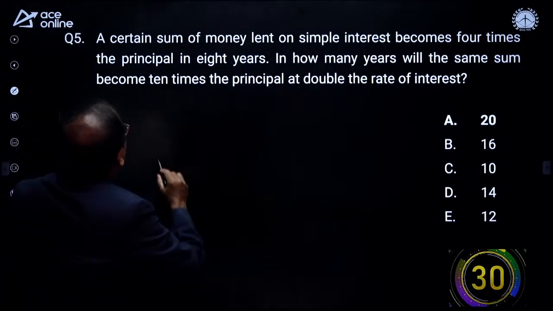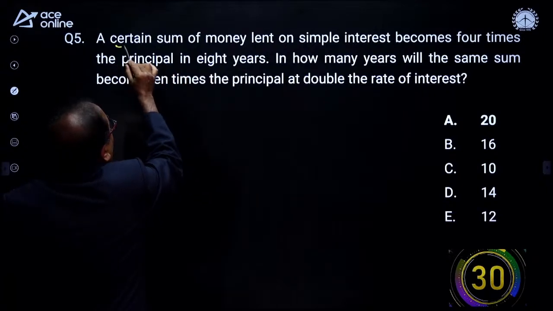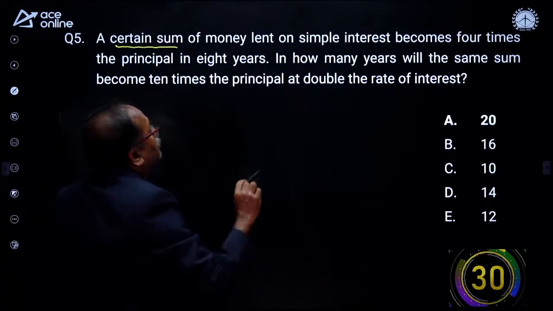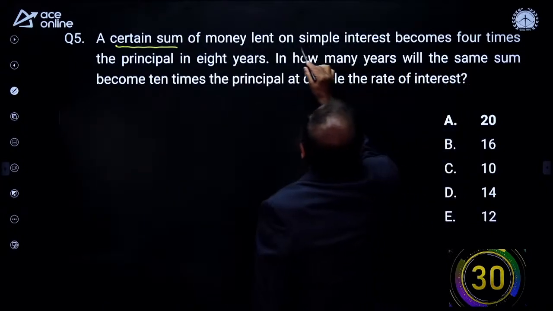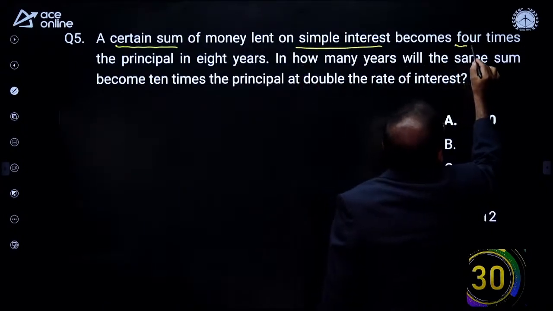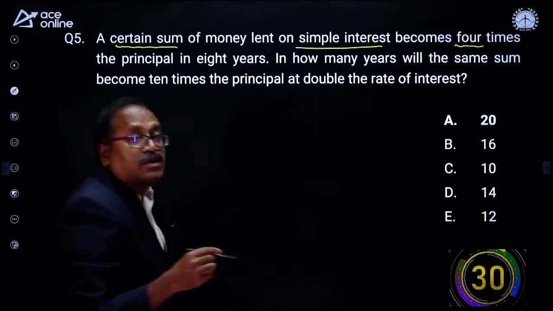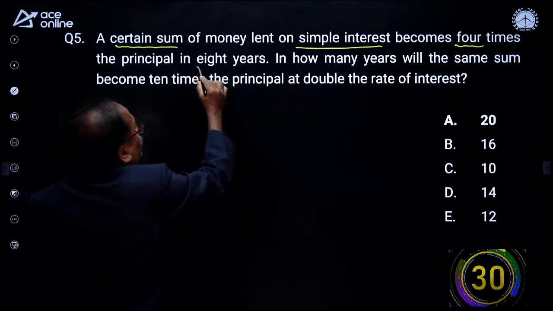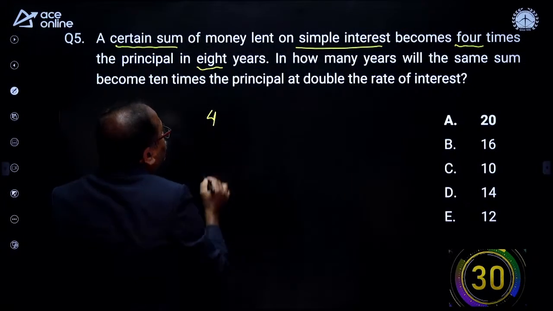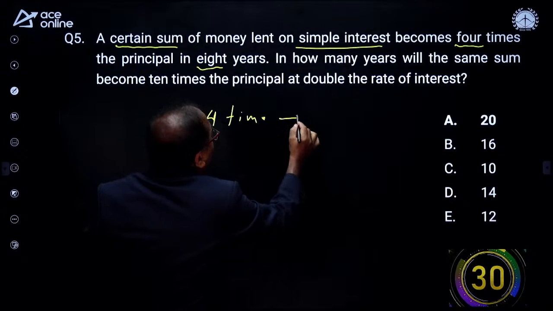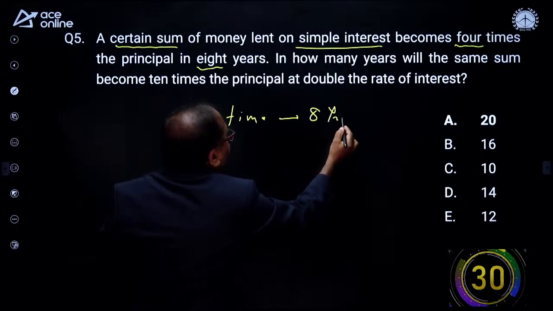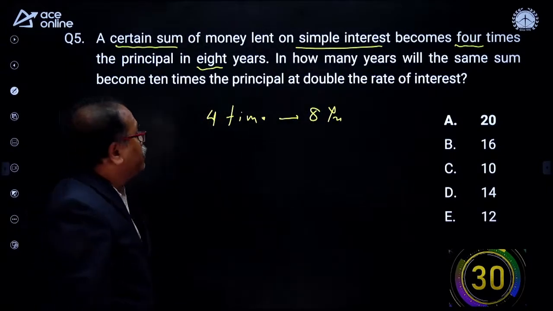What is it, Anusha? A certain sum, I don't know what the sum is, a certain sum is lent at simple interest. This time it is simple interest. Notice that it becomes 4 times the principal in 8 years. The amount becomes 4 times in how many years? In 8 years. Okay, it is given to us.